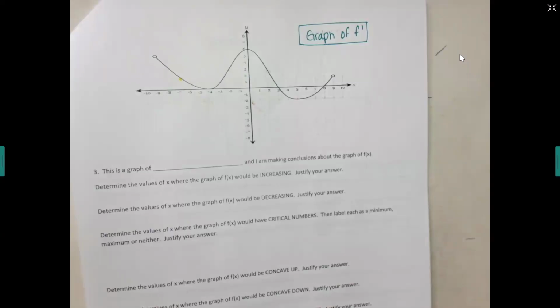And now we want to know where F would be increasing. Is this the graph of F though? This is F prime. So for F to be increasing, where does F prime need to be? It needs to be above the x-axis, in the positive. Right? So from -9 all the way until when does it go below?